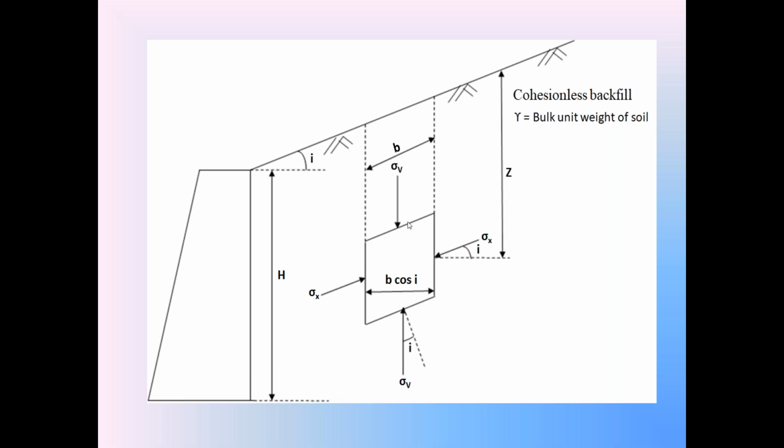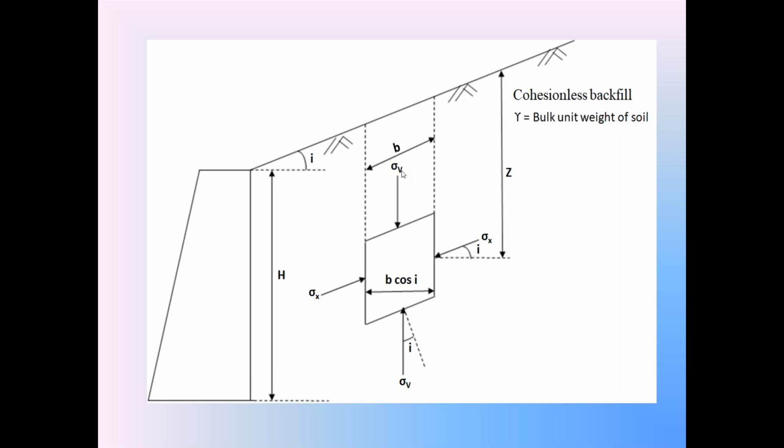by the area of this soil element. This is the width b of the soil element into unit thickness. B into 1 is the area of this soil element on which the weight W is acting. So the vertical stress acting on this soil element, sigma V, is equal to W, that is the weight, divided by b into 1. What is that weight? Gamma into z into b cos i into 1 divided by b into 1.